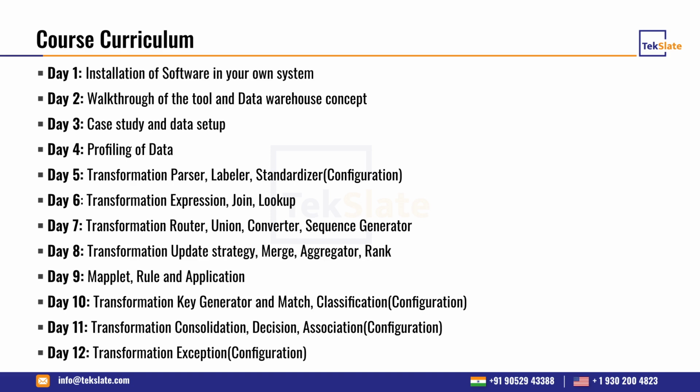Next set of transformations are key generator, match, classification, and consolidation. The set of key generator, match, and consolidation transformations is useful when we want to create a golden copy out of some set of data.